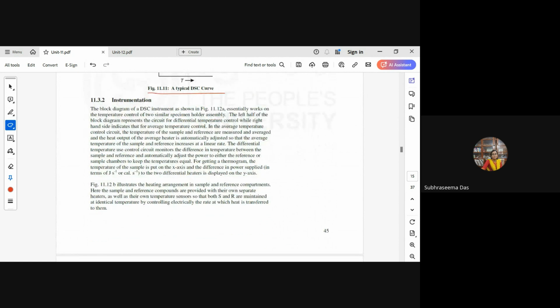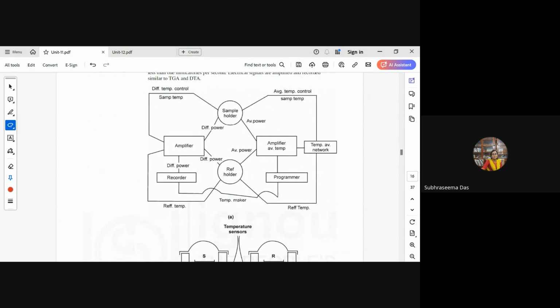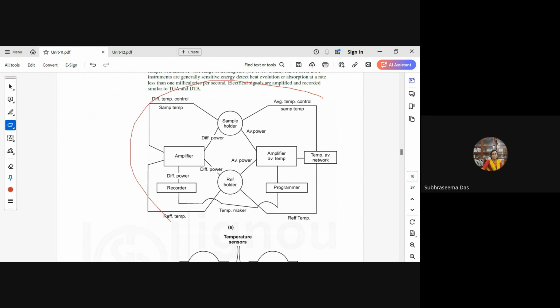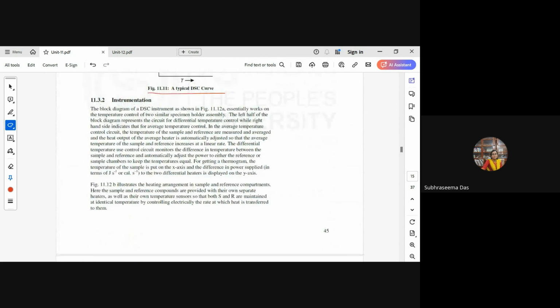Now coming to the instrumentation of a typical DSC instrument, the block diagram is shown in figure 11.12. This is the block diagram of a DSC. It represents the basic components of a DSC instrument. Here it basically works on the temperature control of two similar specimen holders. The left half of the block diagram represents the circuit for differential temperature control, while the right part indicates the average temperature control.